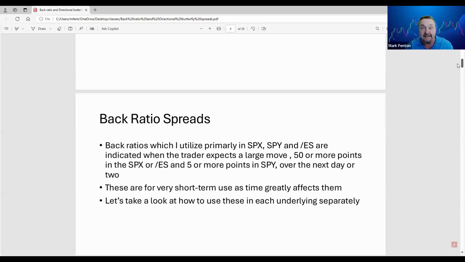But I think we're looking at that here soon, and maybe a directional fly and/or a back ratio could really be a useful strategy. I'm sure it most likely will be if we get a scenario like that.